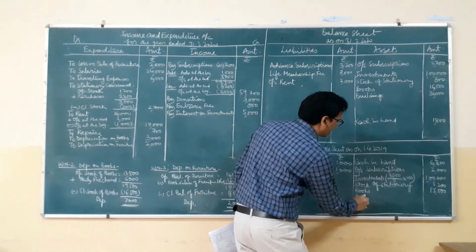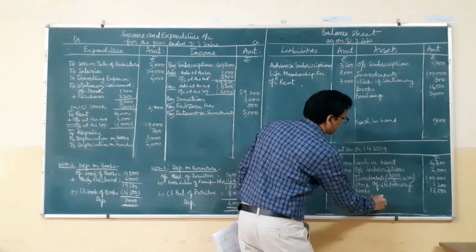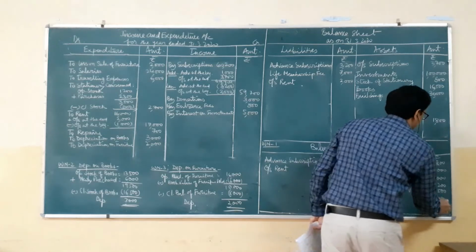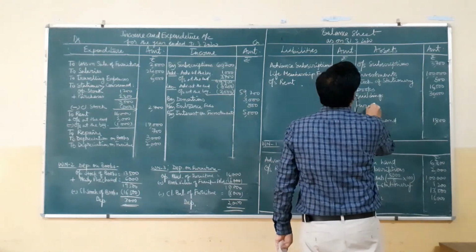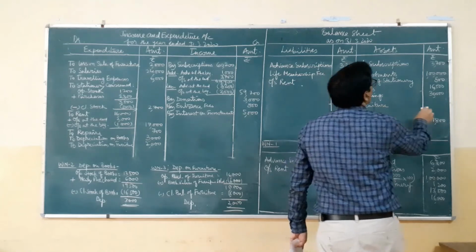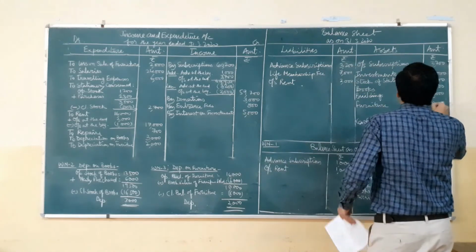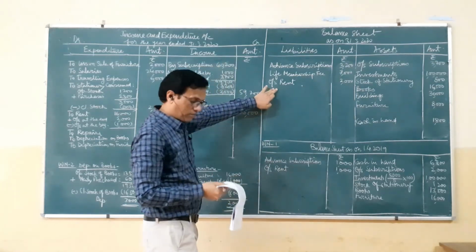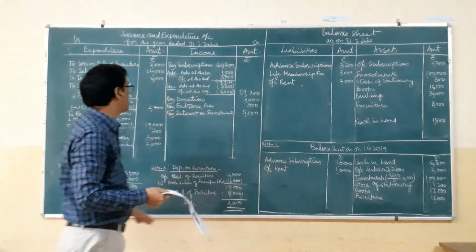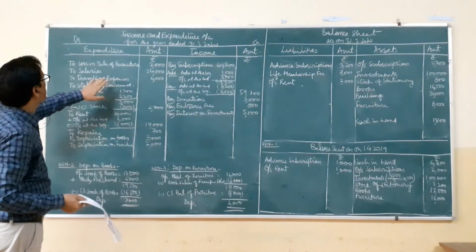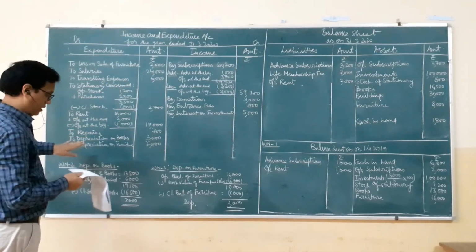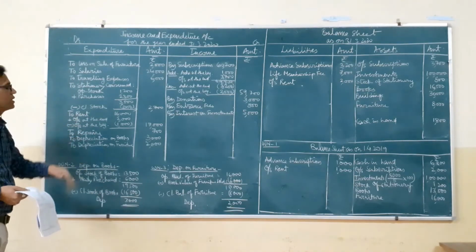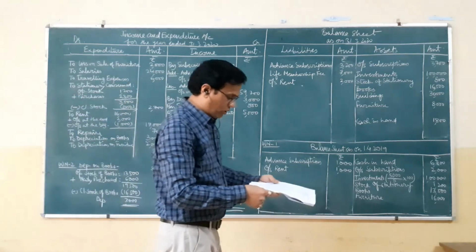Furniture opening balance we write here. This was 16,000 and closing balance we write here 8,000. Then outstanding rent. So outstanding rent we have taken closing balance in the closing balance sheet, opening balance in the opening balance sheet, and we have used it to calculate rent amount. Where is rent? Yes, here rent. Outstanding at the end plus minus outstanding at the beginning. So all the items taken.